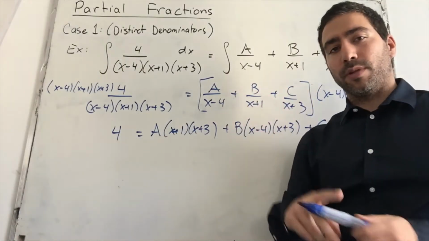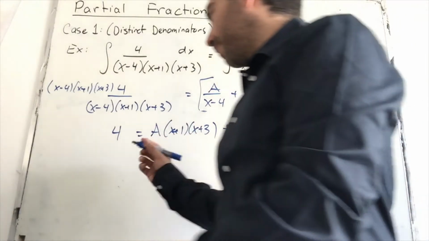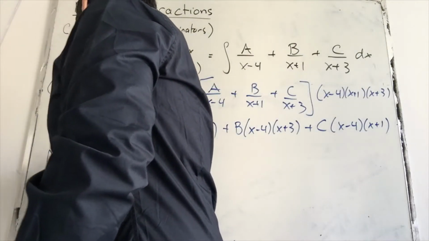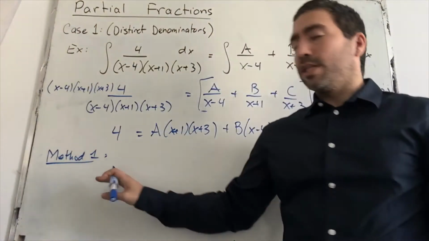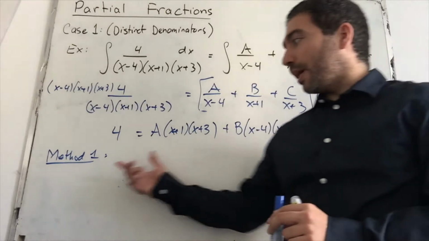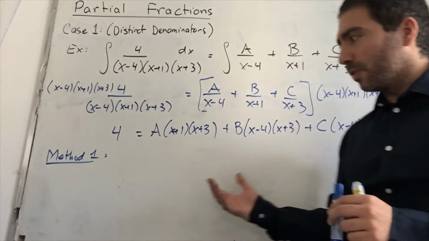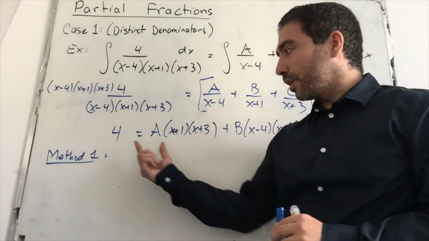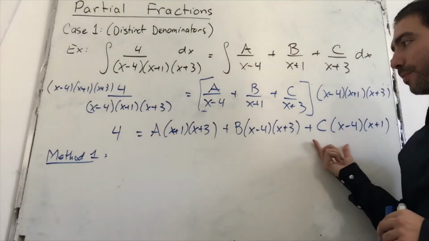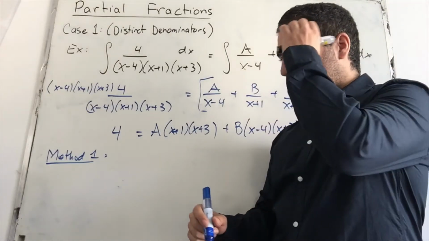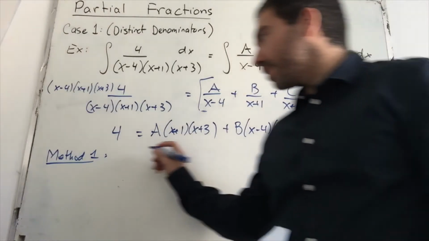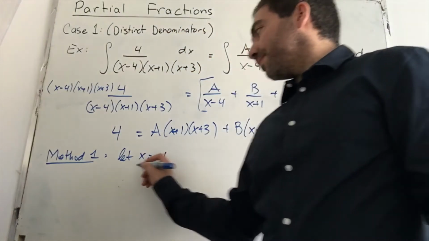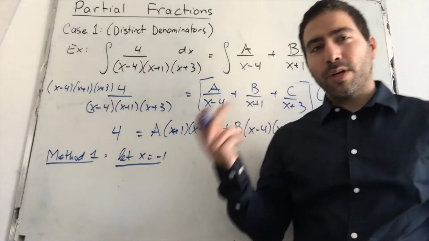There's 2 methods of doing this. So let me show you method 1. Method 1 is my preferred method. If you could do it this way, I would suggest you do it, but in the beginning it's difficult. But we're going to cleverly choose x values to cancel out some of the terms. What do I mean by that? At this stage, we're going to let x equal negative 1.